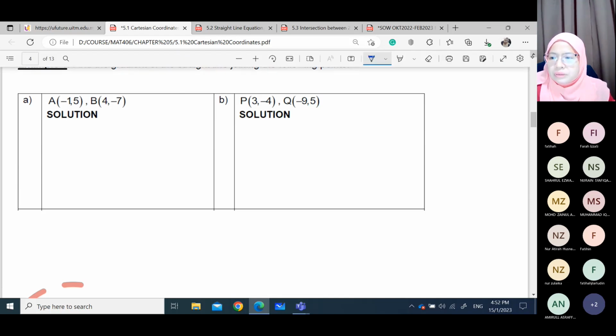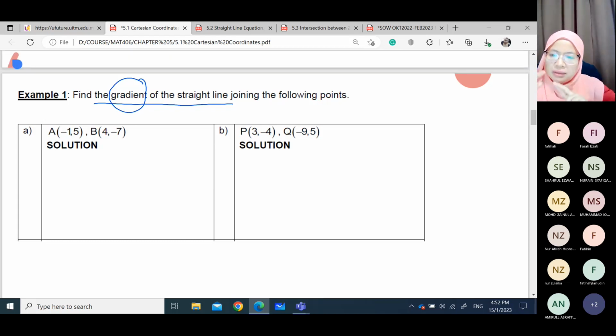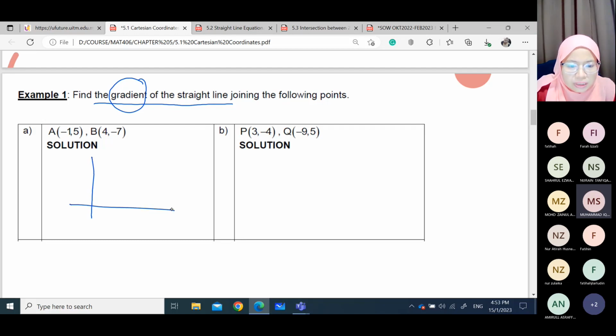Okay, so in this example, we need to find the gradient of a straight line joining the following points. Okay, so untuk mendapatkan gradient, dia perlu melibatkan 2 points. It's involving 2 points ataupun dia join. Okay, straight line join antara 2 titik. Okay, so soalan minta cari gradient. So here we have 2 points, A and B. So kalau kita form it into coordinate, ya.